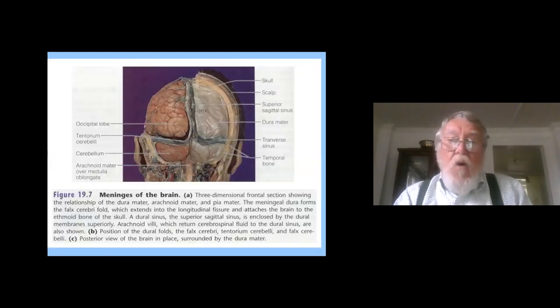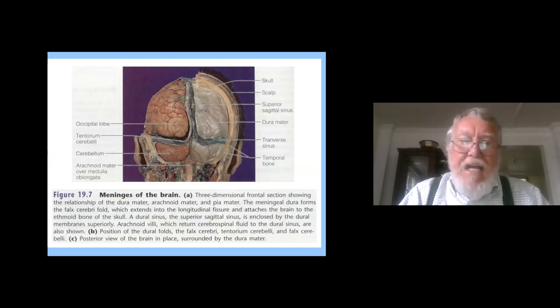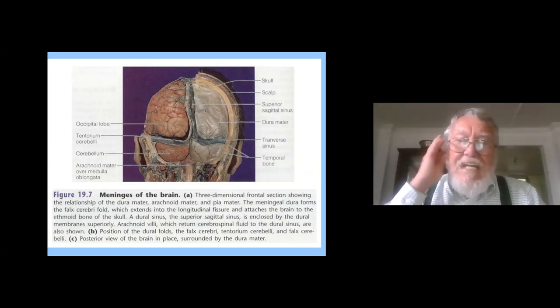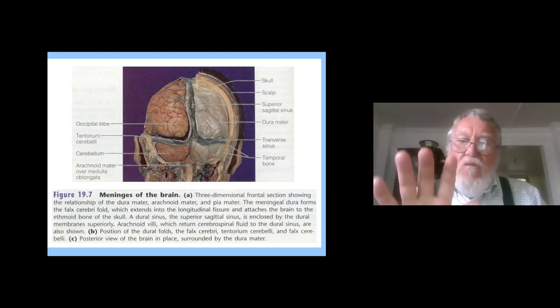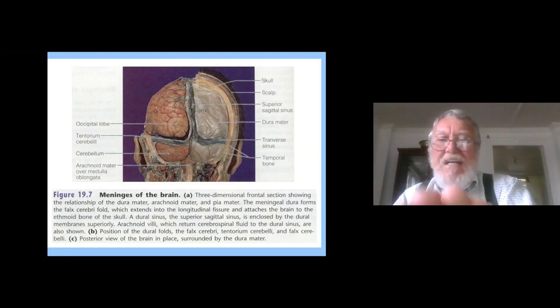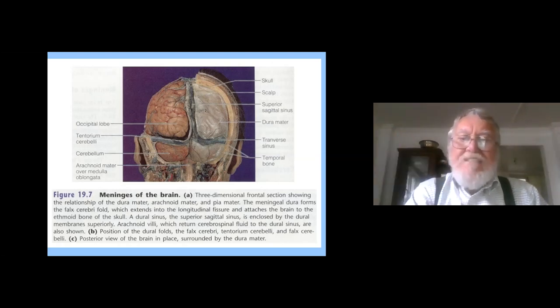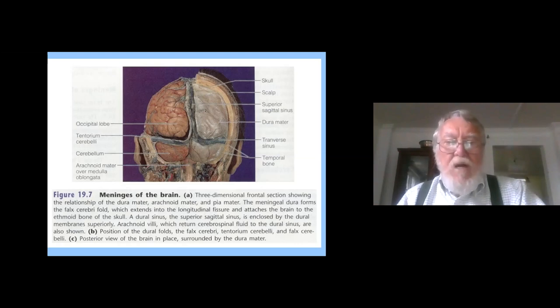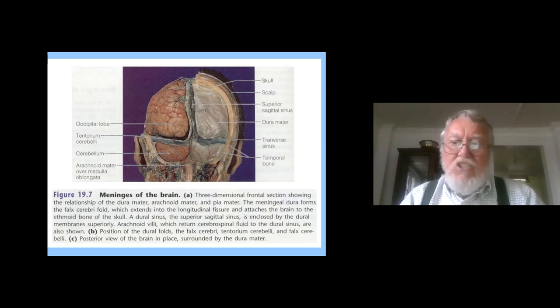Here is a wonderful picture looking at the meningeal layers of the brain. What you can see on the right is the dura mater. The dura mater covers the skull, and its thickness obfuscates the gyri and the sulci. Whereas on the left, you're looking at the brain with the arachnoid mater covering those sulci and gyri.